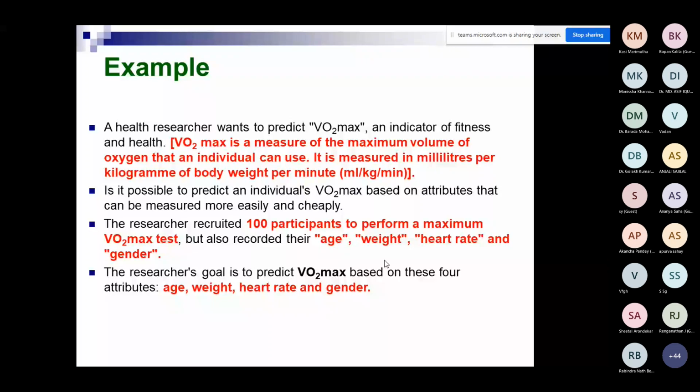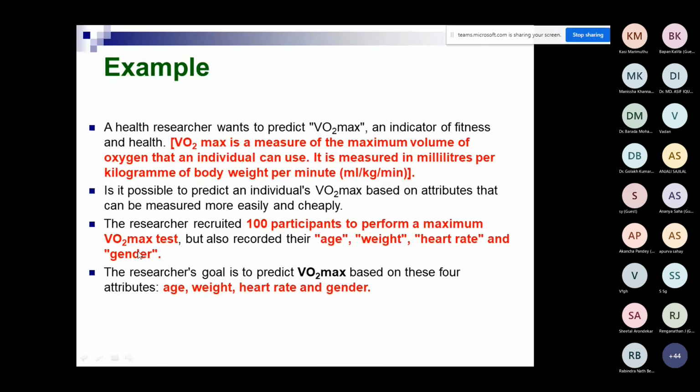We are going to predict. It is possible to predict an individual's VO2 max based on attributes that can be measured more easily and cheaply than measuring the VO2 max instrumentally. So can we predict it every time, instead of using the machine? Suppose you have age, weight, heart rate, and gender, we can predict how much the candidate will get if he takes the VO2 max test.